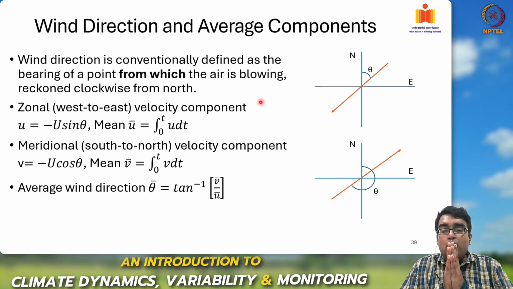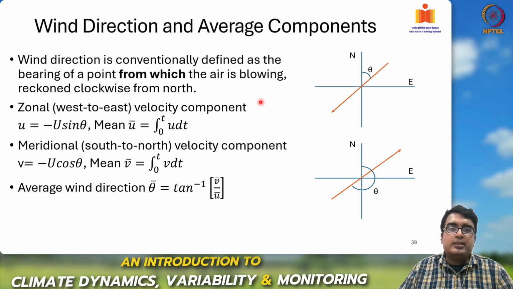Now we have found the wind direction and wind speed using an anemometer and wind vane. Let's not consider sonic anemometers where everything is obtained at once. Just a typical cup anemometer and a wind vane. How do you evaluate the information there? Now, wind direction is conventionally defined as the bearing of a point from which air is blowing.